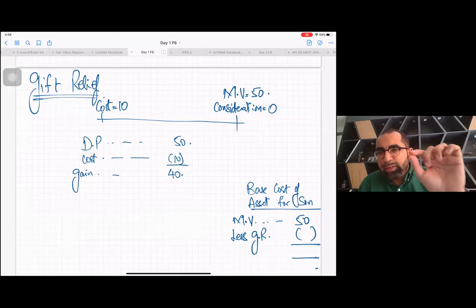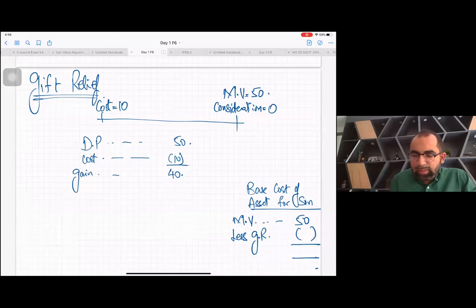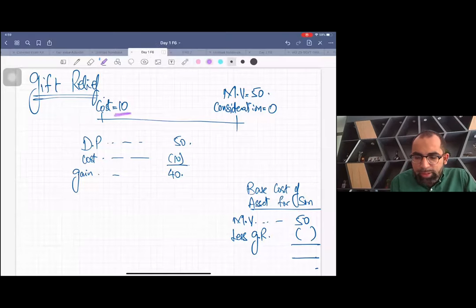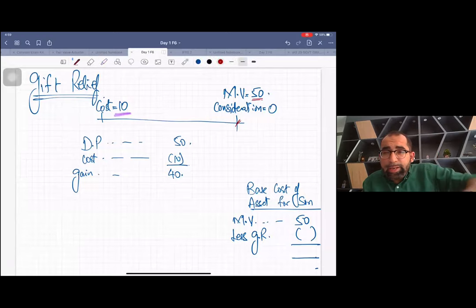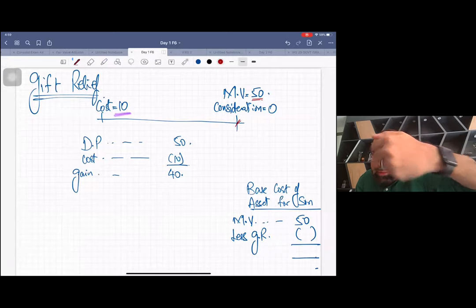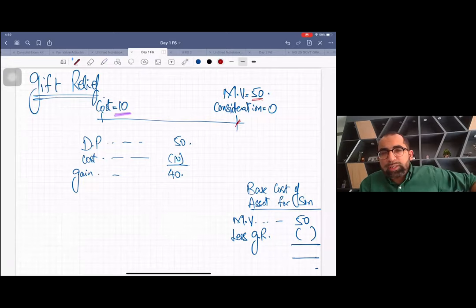Okay. So now listen, let me solve one question for you. For example, dad bought an asset for 10. And now the market value of this asset is 50, and dad gifts the son this asset for free. The consideration is zero. Okay. So it's a pure gift.